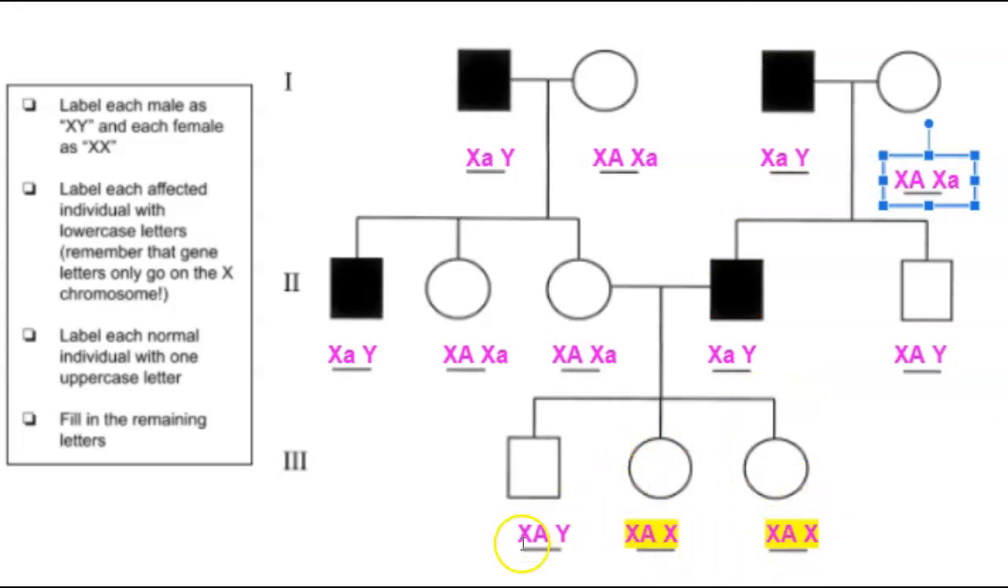Last but not least, we got to look down here. This boy got a Y, okay, from Dad, got a big A from Mom. As far as these 2 kids go, they had to get one letter from Mom, one letter from Dad, an X from Mom, an X from Dad. So they each have to have a little a. So we're going to go ahead and fill in the little a down here for both of them. And we are done with our pedigree.